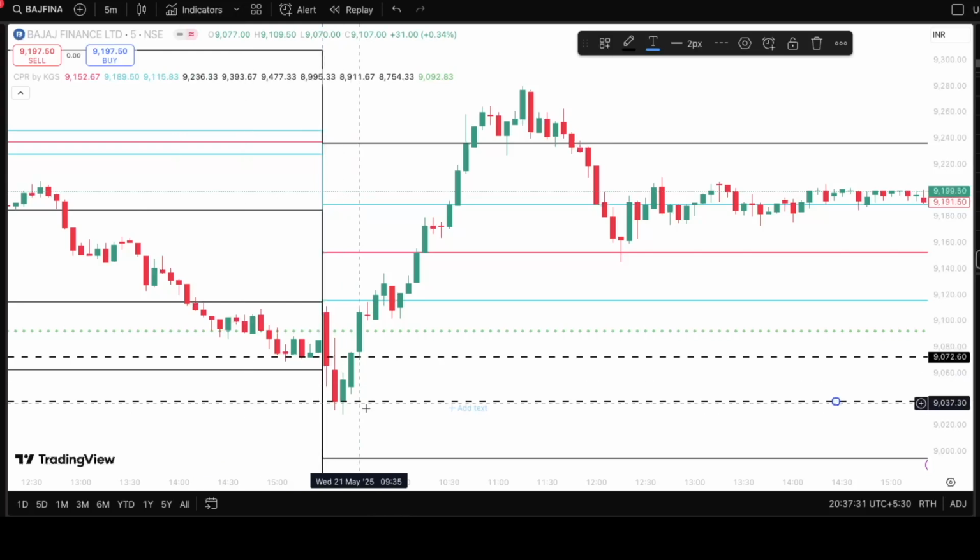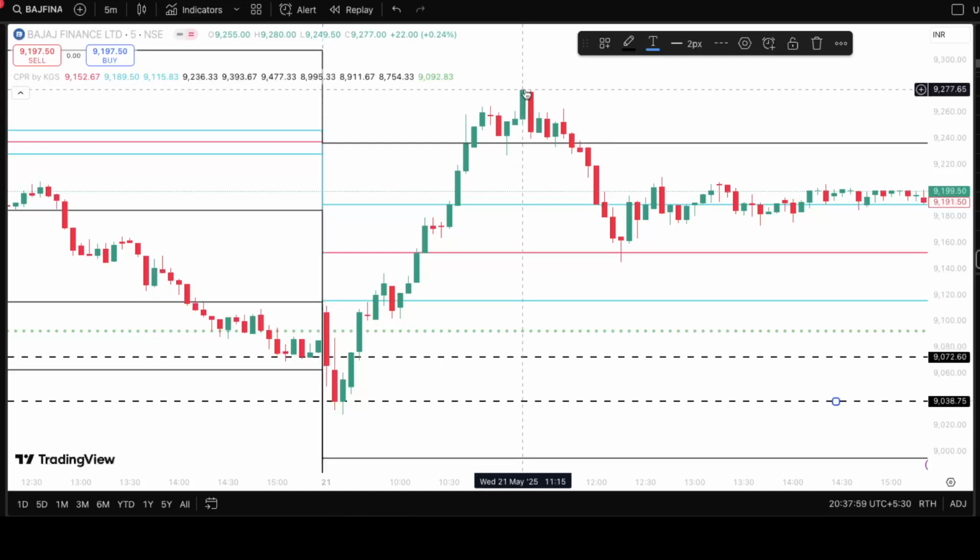And after that, what happened is that we saw strong bullish momentum kicking in, and this green dotted line is the weekly pivot. It cut through the weekly pivot, even the CPR, and then it went all the way, even broke the R1 pivot level, and then it reversed suddenly from this level.